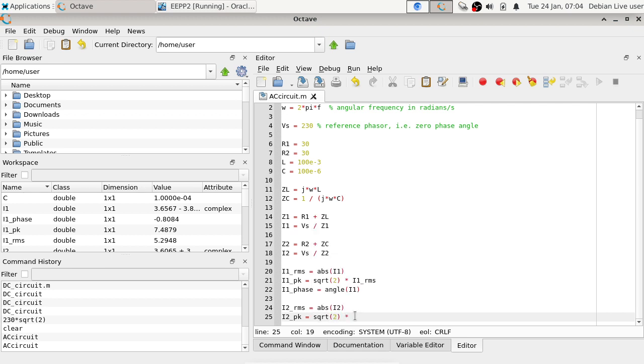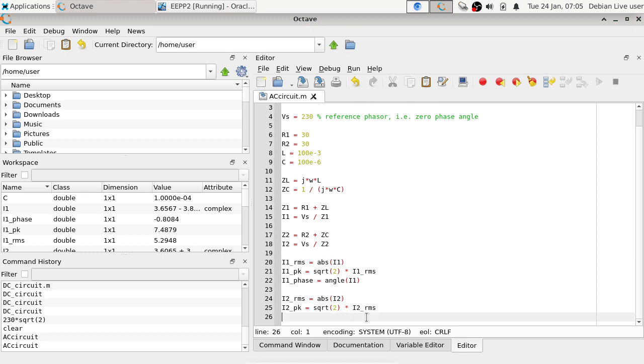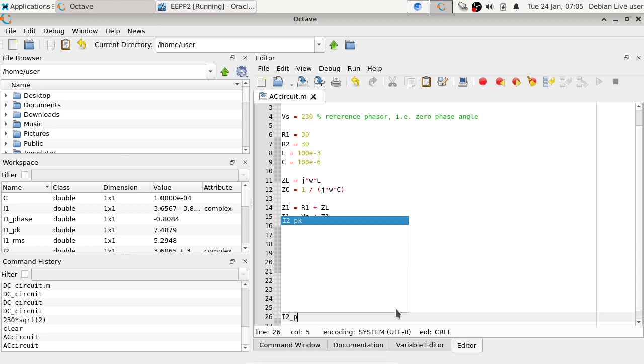So the normal convention is always with phasors that the magnitude is the RMS magnitude, because it simplifies a lot of the power calculations when you're using phasors to calculate powers. So almost always the magnitude of a phasor will represent the RMS magnitude rather than the peak magnitude. But it's so easy to convert between the two. You just have to multiply or divide by square root of 2, but you do need to remember to do it, otherwise your numbers will be coming out wrong. Then finally I2 phase is equal to the angle of I2.